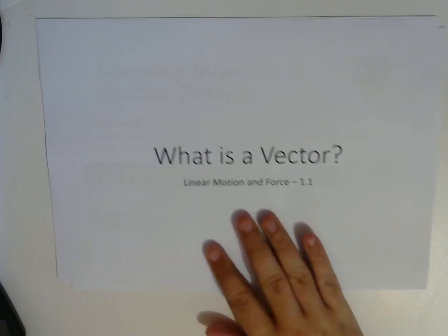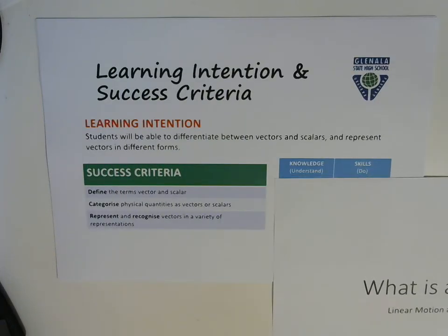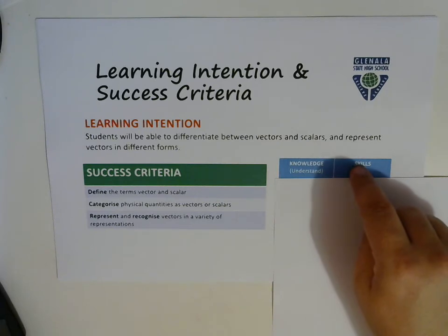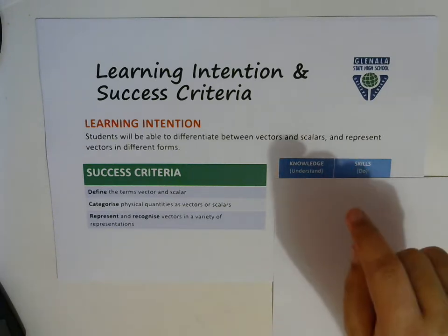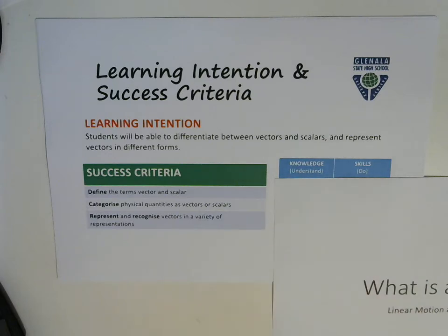Now, here are the learning intentions and success criteria for this chapter. I'd like you to pause the video and complete the knowledge and skills table. So using these headings, please record underneath what you think is the knowledge from looking over this and what you think is the skills.